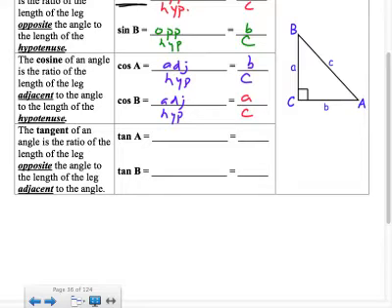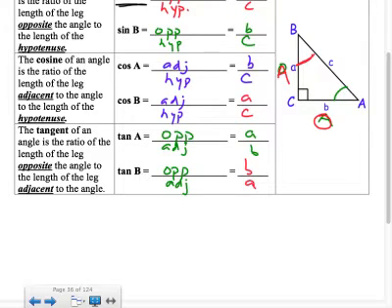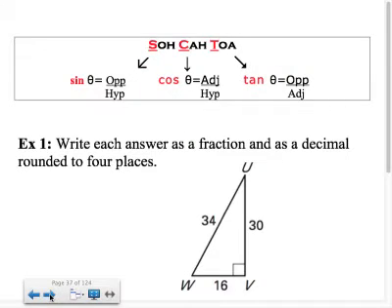And then finally, the tangent ratio is opposite over adjacent. Again, it all depends on what angle we're looking at. With respect to angle A, this would be opposite, that would be adjacent, so you would do a over b. If I'm looking with respect to angle B, this would now be your opposite and this would be your adjacent, so you'd have b over a. Once we start looking at examples that involve numbers, it'll make more sense.